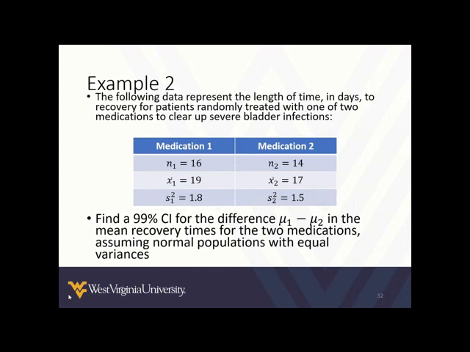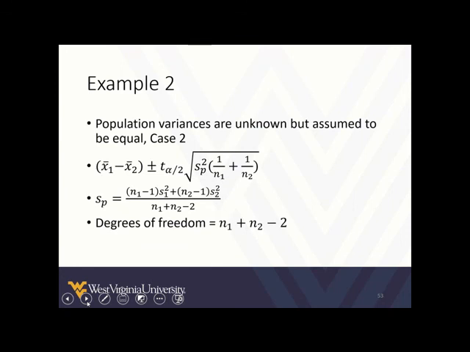So we were not given the population variance, but we were told to assume they were equal. So this means we are going to be using case 2. And therefore, the formula is our sample means subtracted from each other, plus or minus t alpha over 2 multiplied by our pooled variance multiplied by the quantity of 1 over n1 plus 1 over n2. And we have already established many times what our pooled variance statistic is and our degrees of freedom. So let's get calculating.